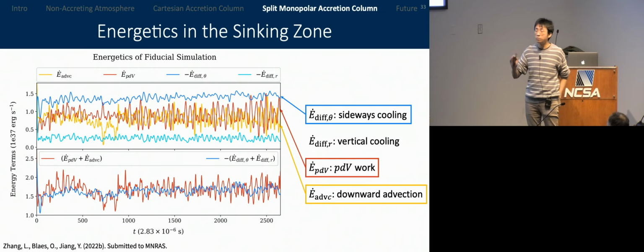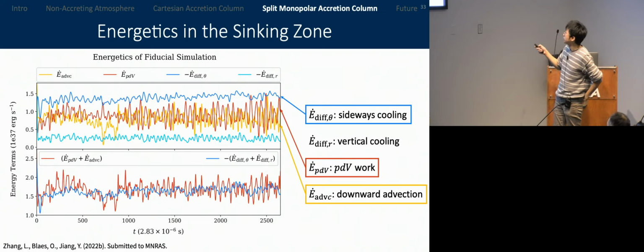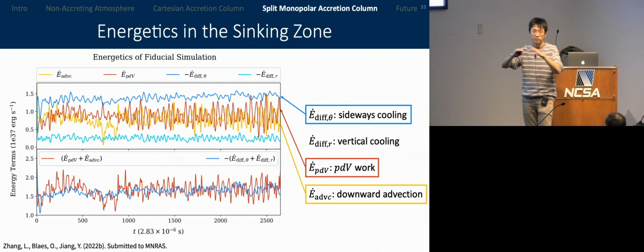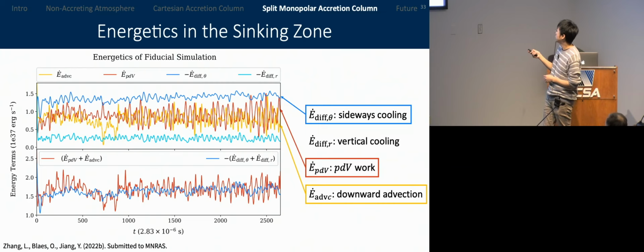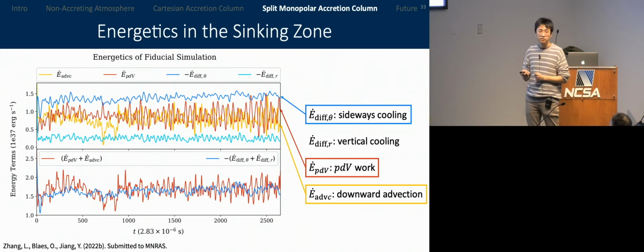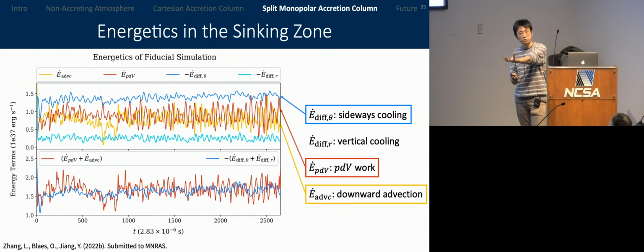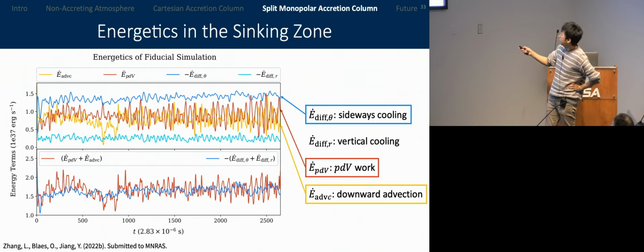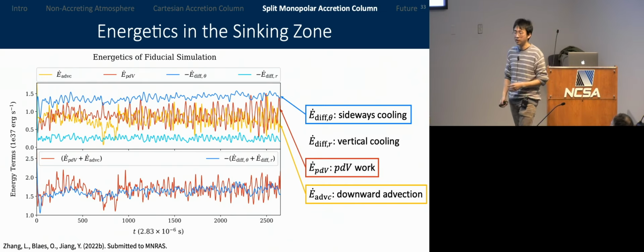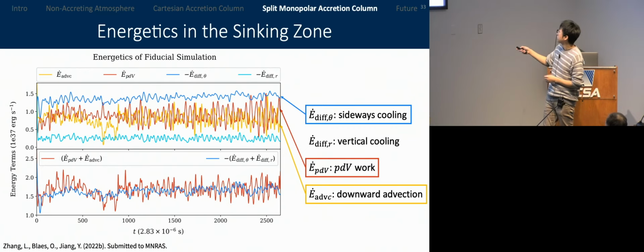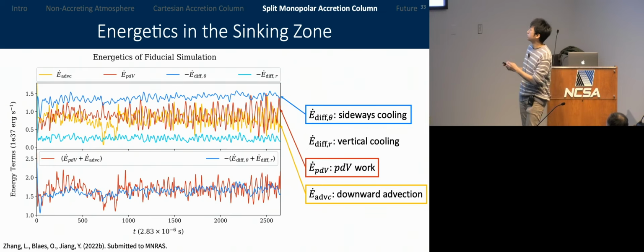OK, so this is a sanity check of the energetics, just telling you how the energies balance with each other. So you have four main energy terms: the sideways cooling and vertical cooling, so it's the radiation leaving from the sides and radiation leaving from the top. And then you have this PdV work and downward advection. So downward advection is basically the gas moving downwards, right? It's trying to carry part of the radiation energy density to the lower region. So you'll find the main cooling mechanism is still the sideways cooling, which makes sense because that's what we expect the accretion column to do. But for the heating term, both PdV work and downward advection play equally important roles.